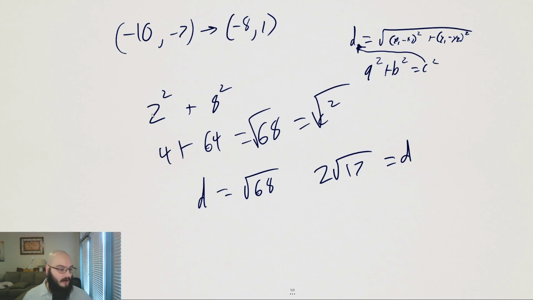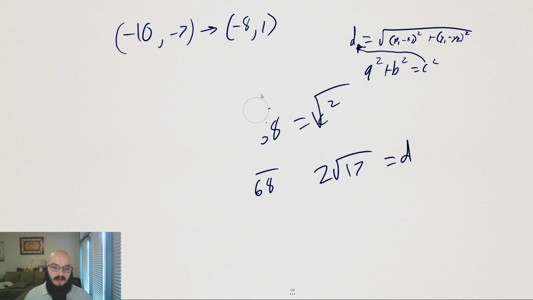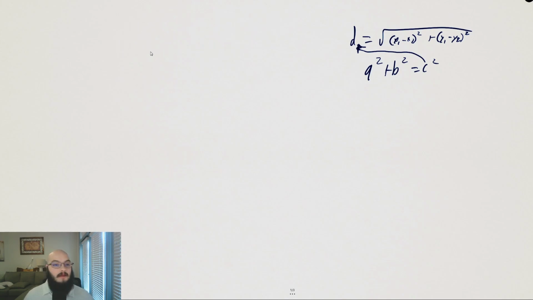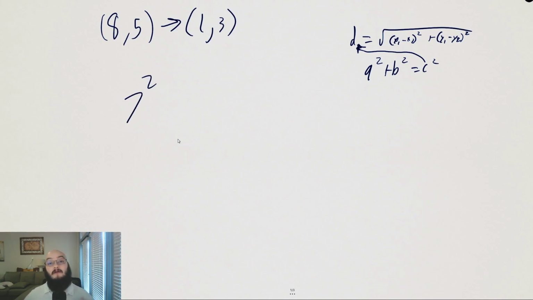Let's take a look at just one more today. Oops, gotta erase this point too. The last one we're gonna go through today is 8, 5 to 1, 3. What's the distance between these 2 points? Well, my change on the x-axis, so how far I went left to right, is 7. And how far I went up and down is 2.